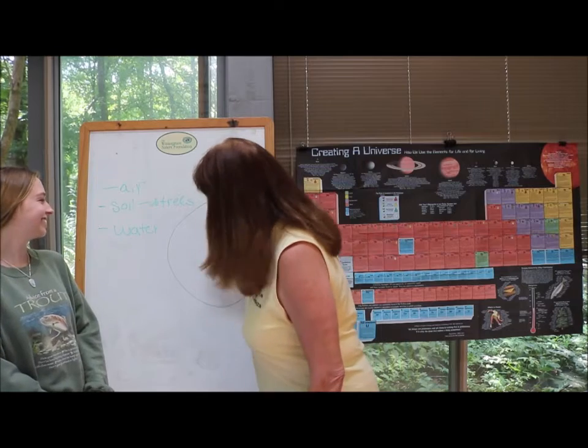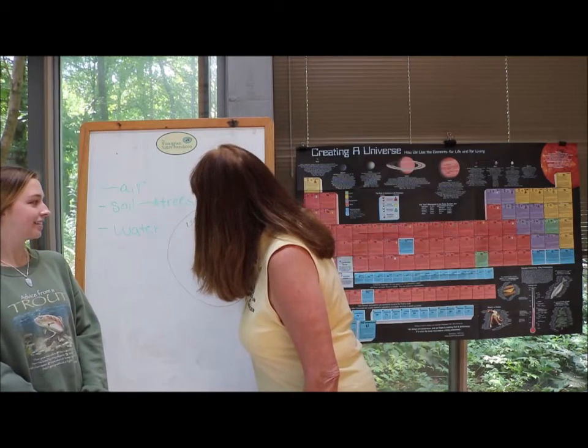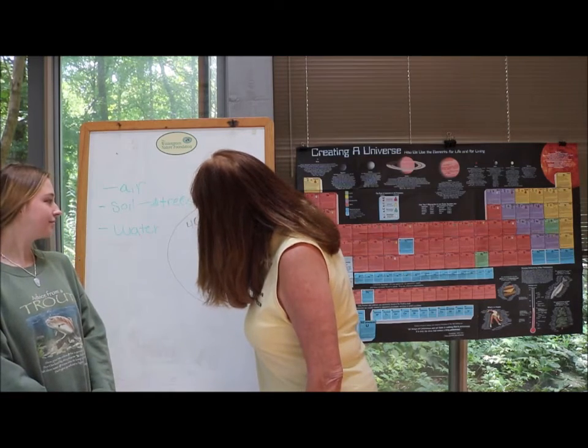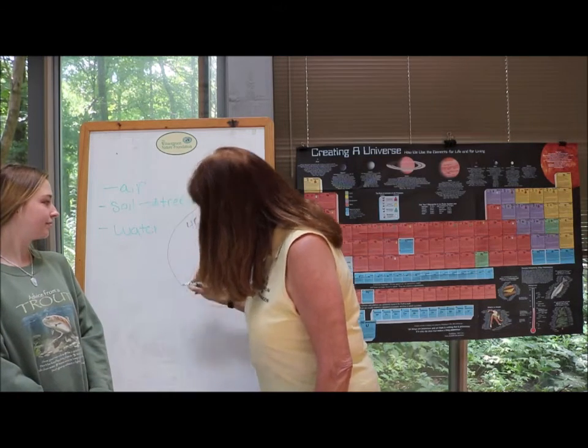Oxygen. 46% of the Earth's crust is made of oxygen. So that's almost half. All right.